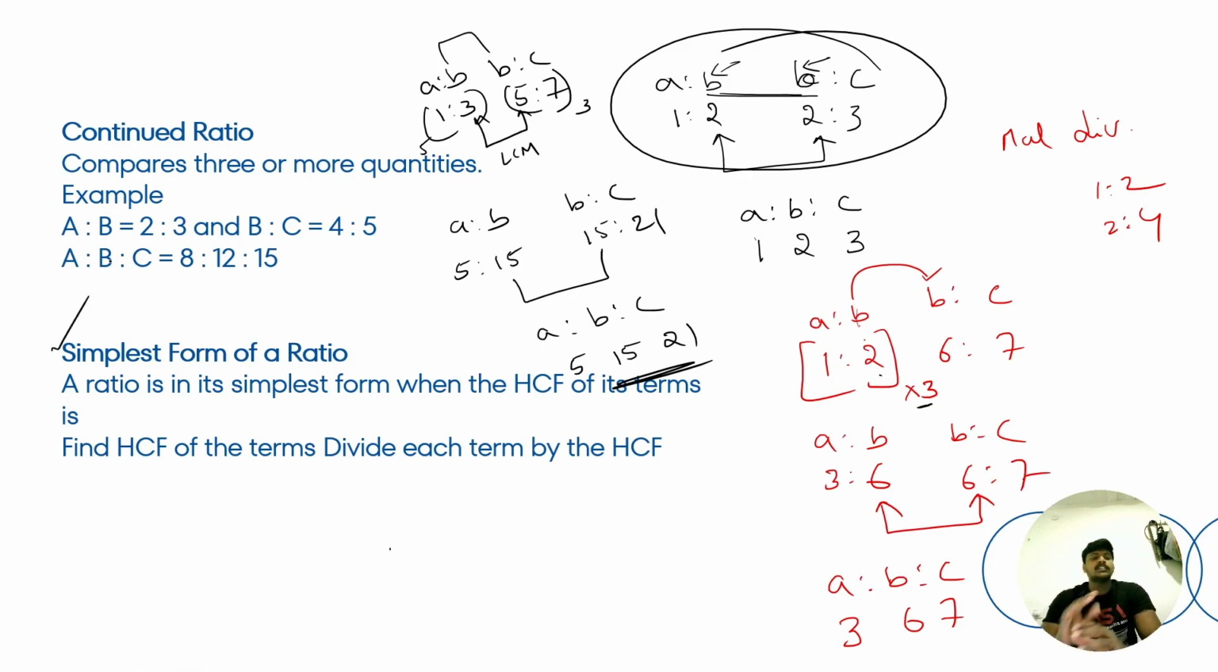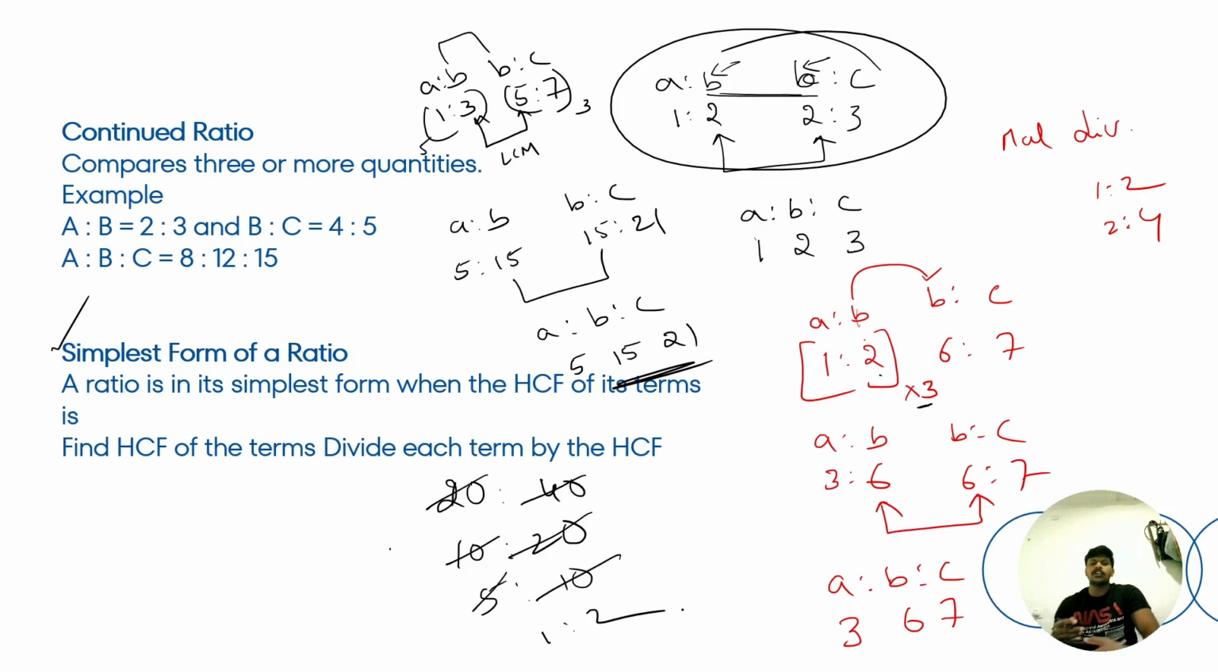What is meant by simplest form of ratio? Simplest form is nothing but you can't further reduce the ratio. For example, let us take 20 is to 40. If you cancel the 2 table, you can write it as 10 is to 20. If you cancel the 2 table again, you are going to get 5 is to 10. If you cancel the 5 table, you are going to get 1 is to 2. See, all of them are actually the same. But the simplest form is this one. You can't further reduce the ratio.